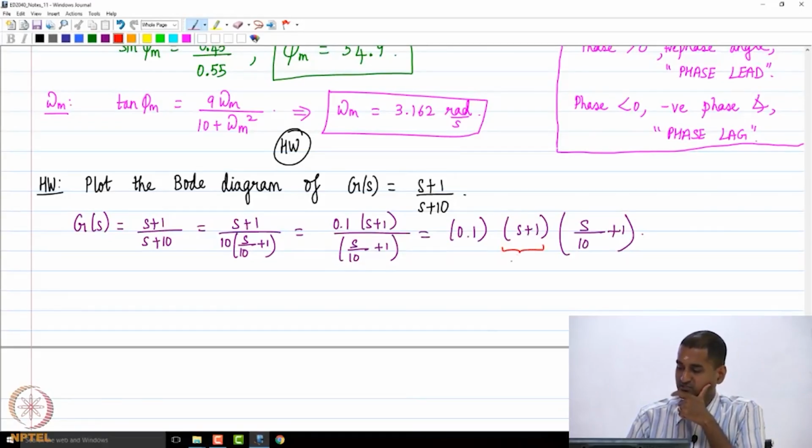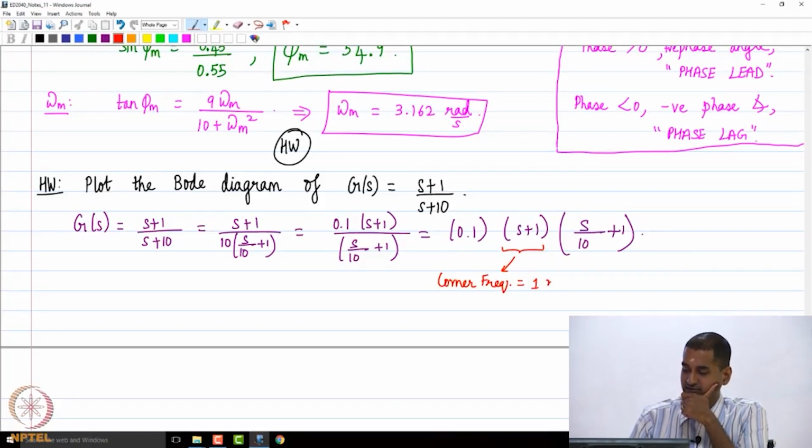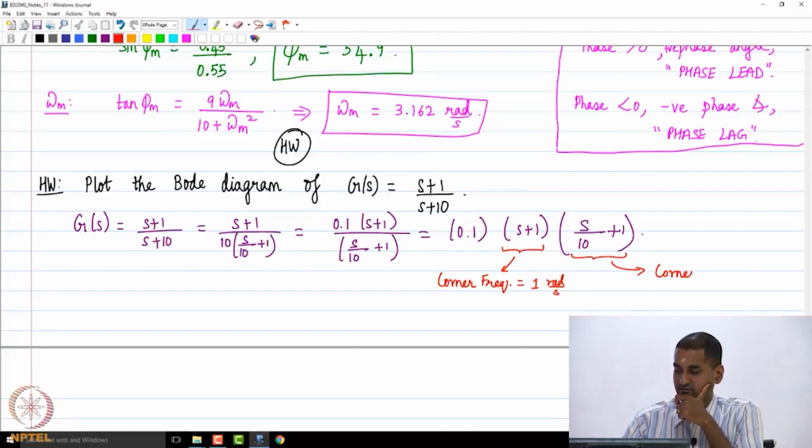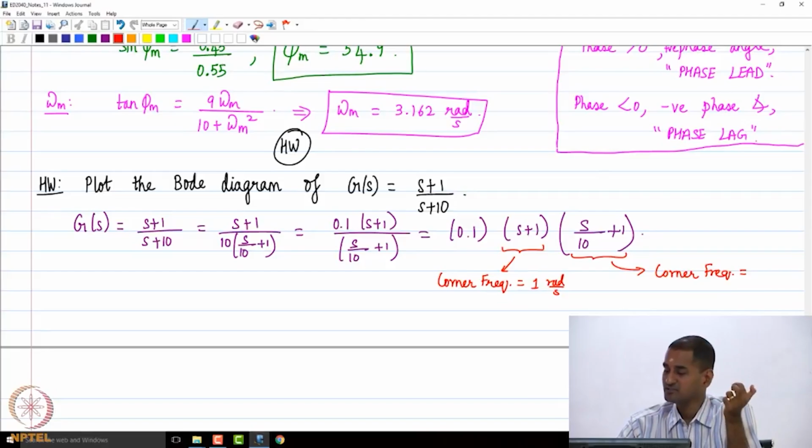So, what are the corner frequencies of these factors? If you consider s plus 1, what is the corner frequency? 1, right. And what about the corner frequency of s by 10 plus 1? 0.1 or 10? 10, right, because it is Ts plus 1, right. And corner frequency is 1 by T, okay. Capital T is the coefficient of s. So, here it is 1 by 10, then you take the reciprocal. So, the corner frequency is going to be 10.